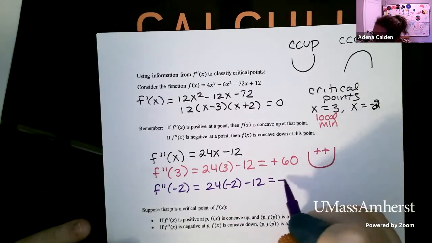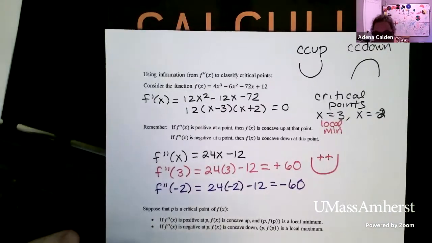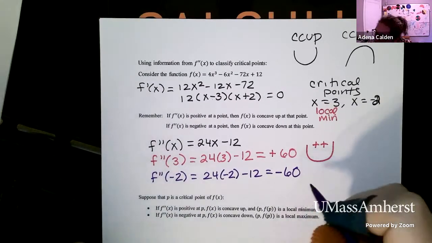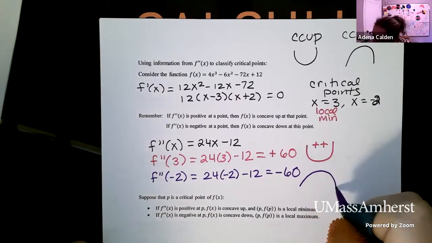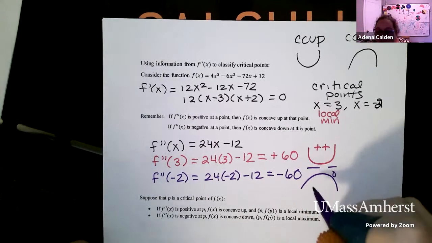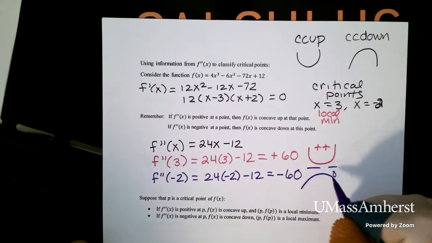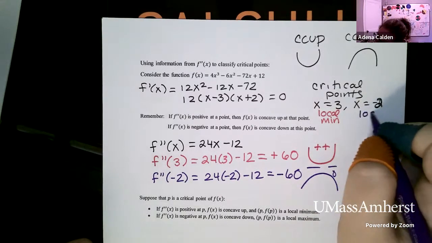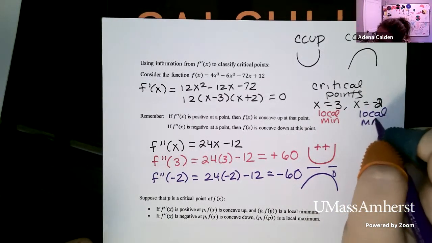And when I do that, I get -60. Since it's negative, if the second derivative is negative, the original function is concave down. Looks like a frown. You can draw a little face if it helps you remember, right? We can see that that creates a hill, which means that -2 is a local maximum.